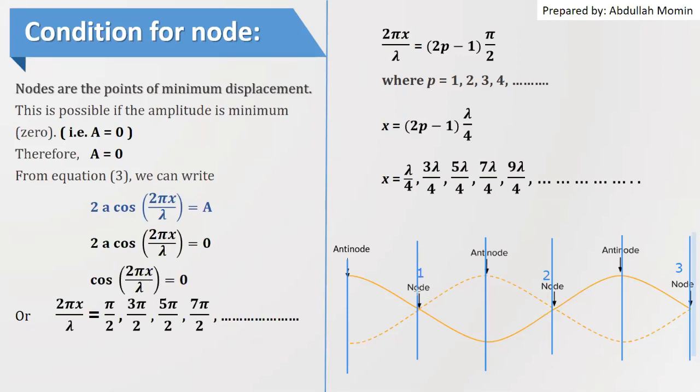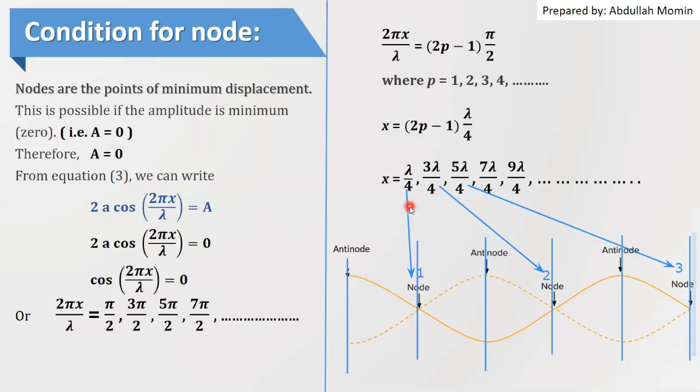Now in this diagram, at this point we are getting the first node, and this distance is lambda by 4. And the second node we are getting at 3 lambda by 4. So first node we are getting at lambda by 4, second node at 3 lambda by 4, third node at 5 lambda by 4. At these positions of the medium we are getting nodes. So this is the condition of node.